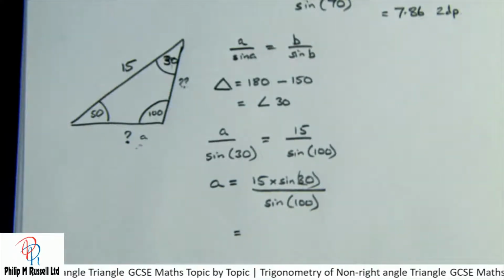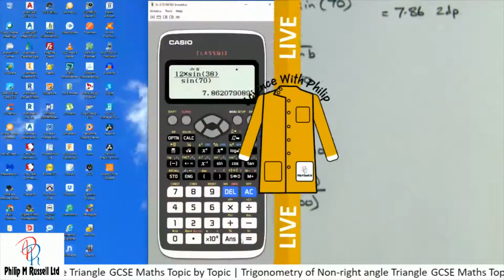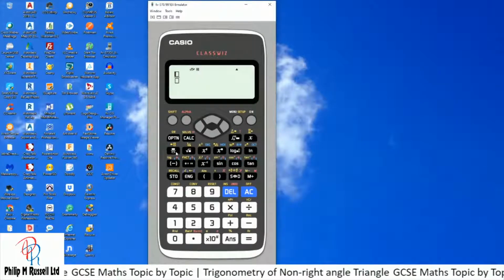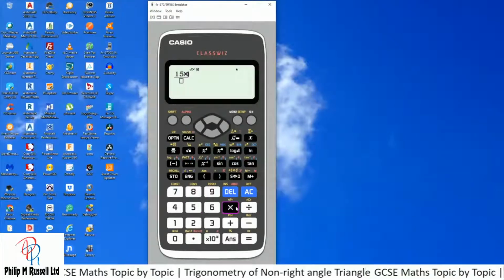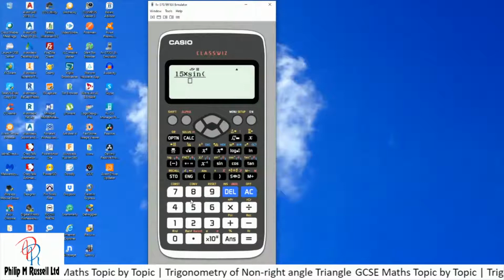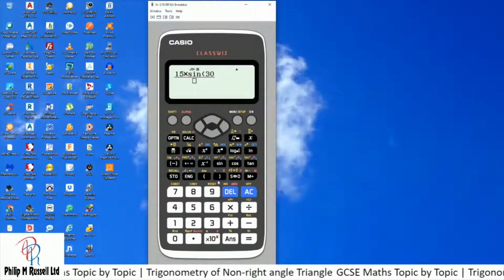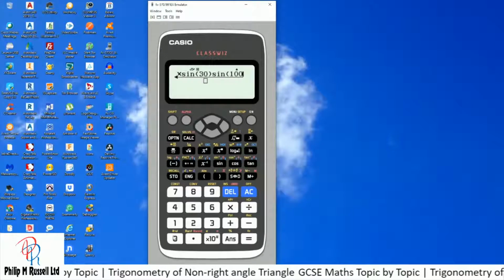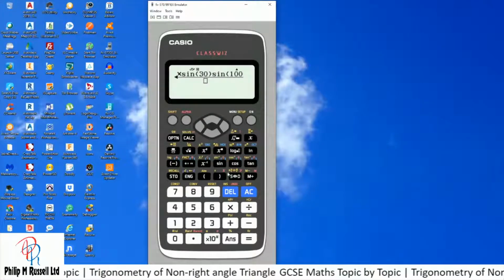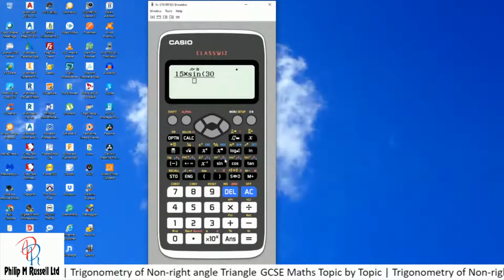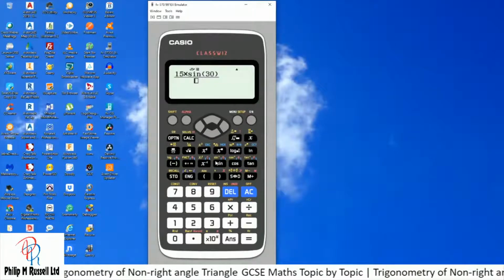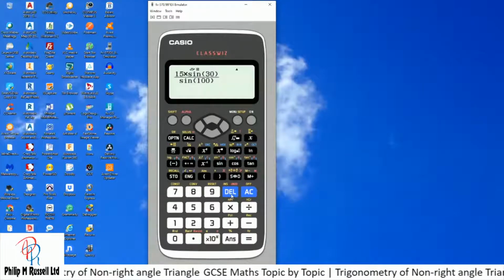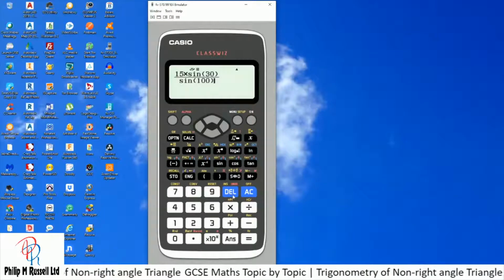Let's see if we can work that out over on the calculator. So on my calculator, let's put in this little formula. I find it easier to put the fraction sign in first. 15 times the sine of 30. And that is over the sine of 100. Yep, that failed, didn't it? I didn't notice that I didn't get that button pressed properly. The sine of 100. Things don't go well when they're going live, like not having a microphone on at the start for technical reasons.